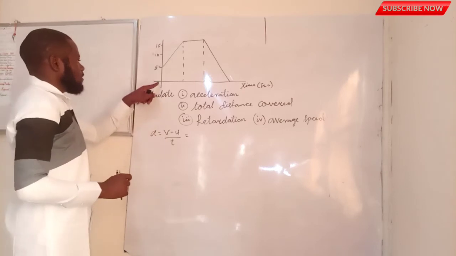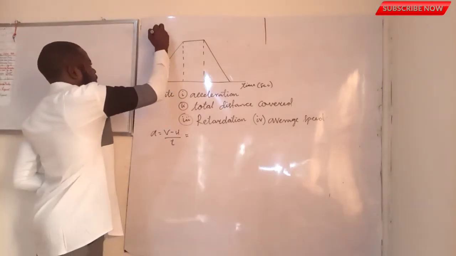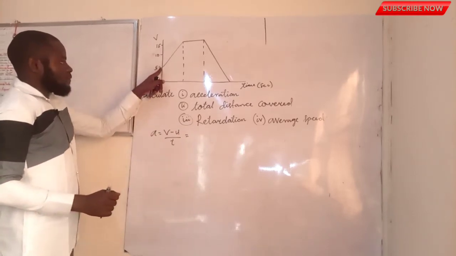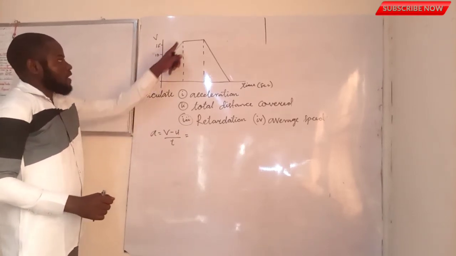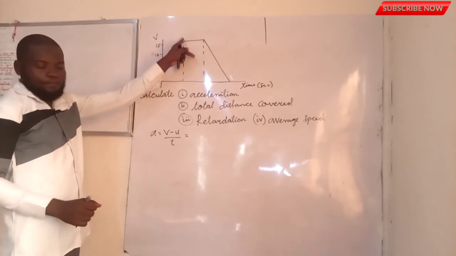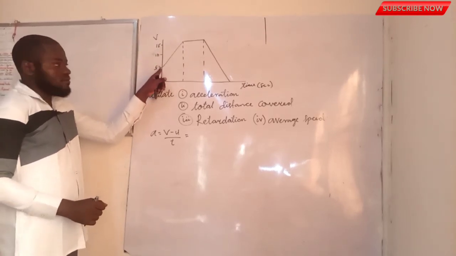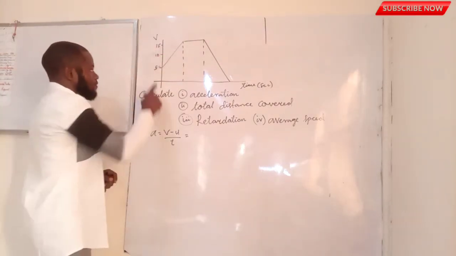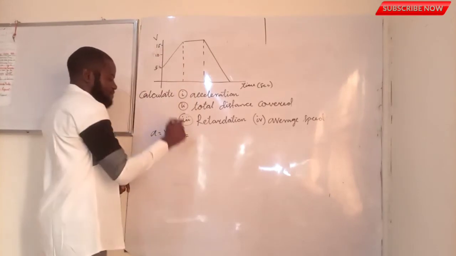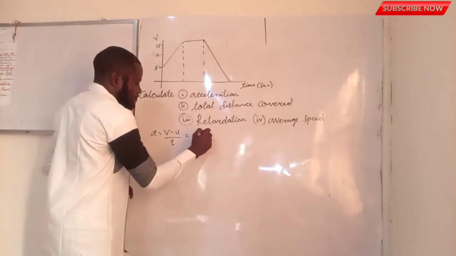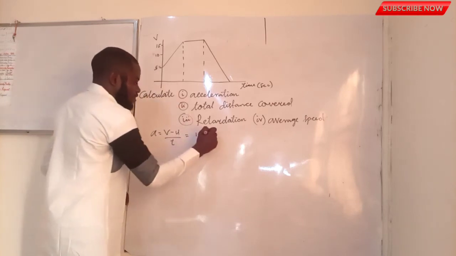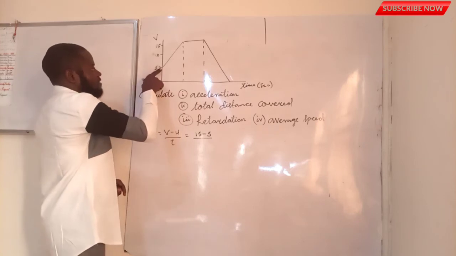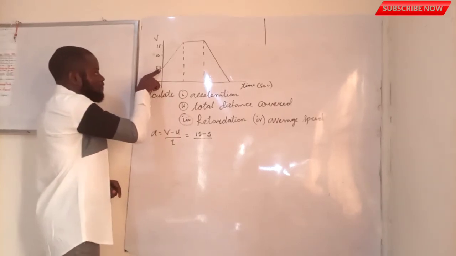Now let's see. This is a velocity time graph. That is, we plot velocity against time. If you look, the body starts from here and ends up here. This is the initial velocity and here is the final velocity. Are we together now? So, the final velocity is 15 meters per second. So we have 15 minus the initial, which is 5, divided by the time. The time that it takes this body to accelerate. That is, it moves from here down like this.